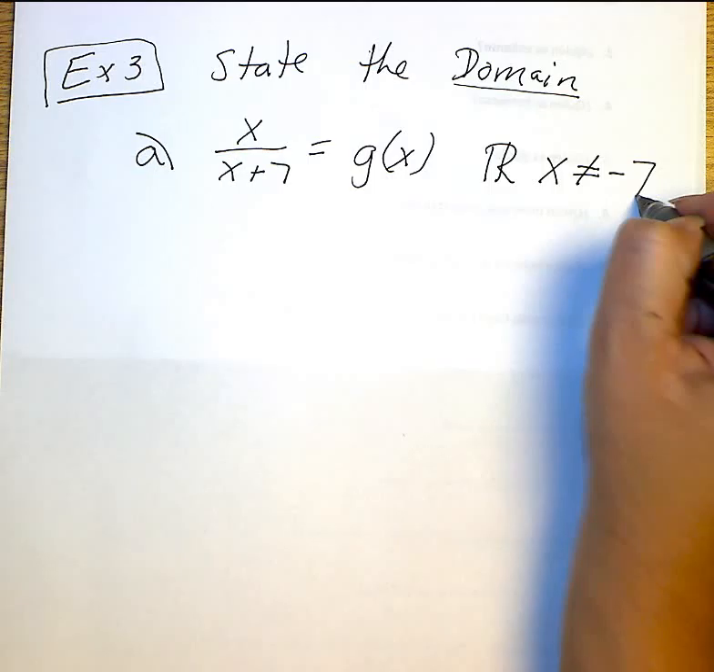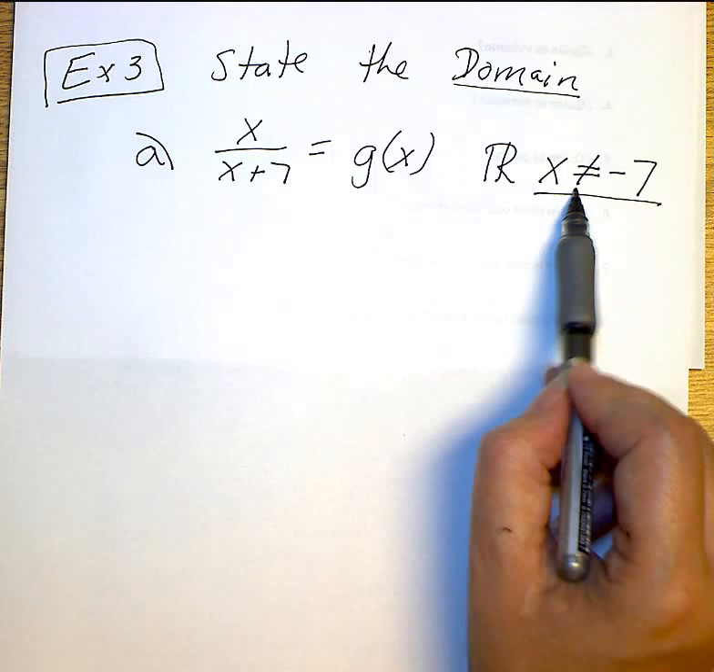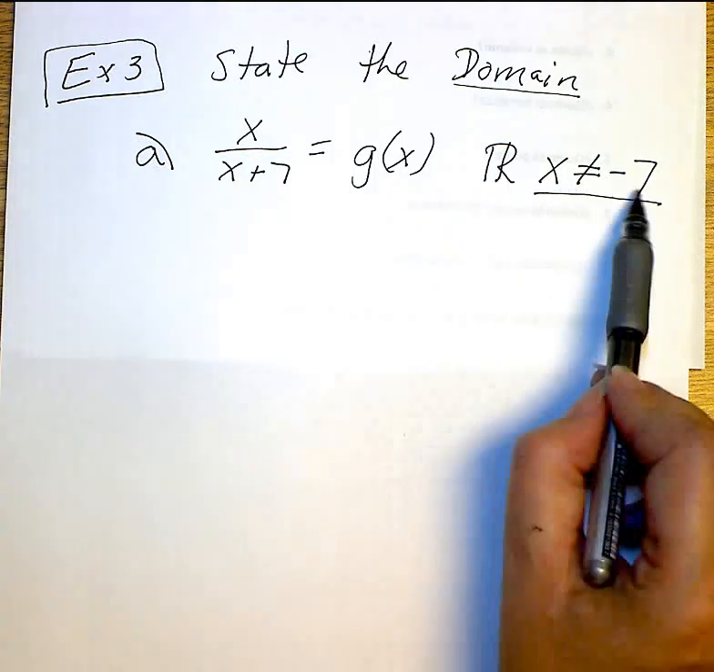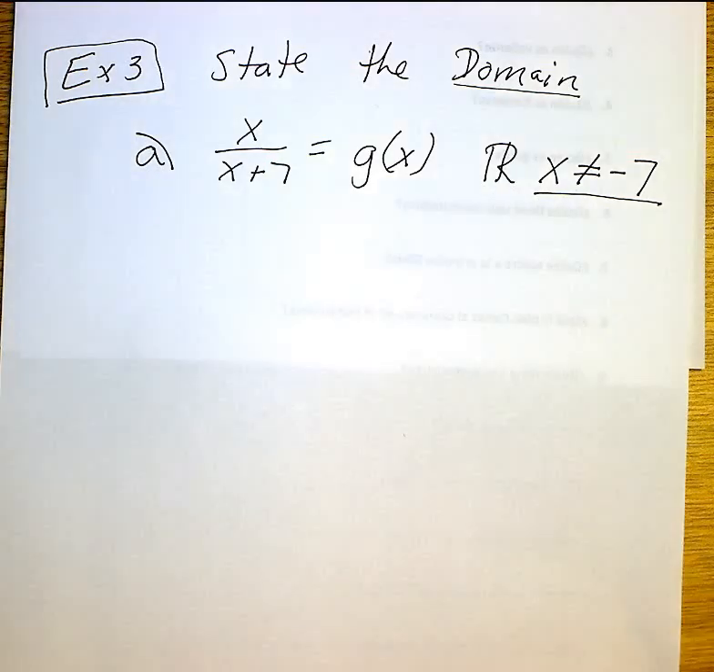Now I will tell you the book will only say this part. However, this implies all real numbers except -7. But I like to have that you know that it's all real numbers except for the -7. So whenever we see a problem like that, you just have to find out what would make the bottom 0.